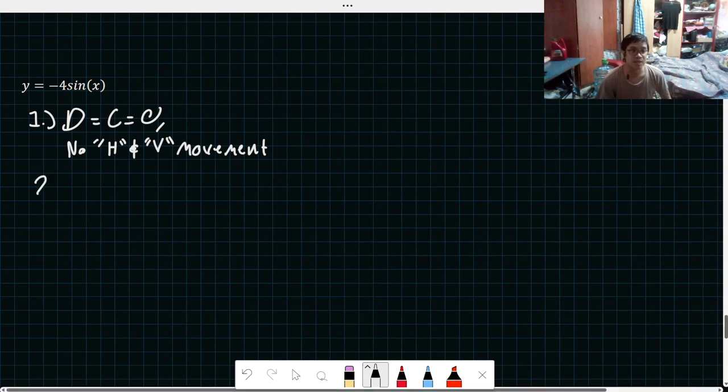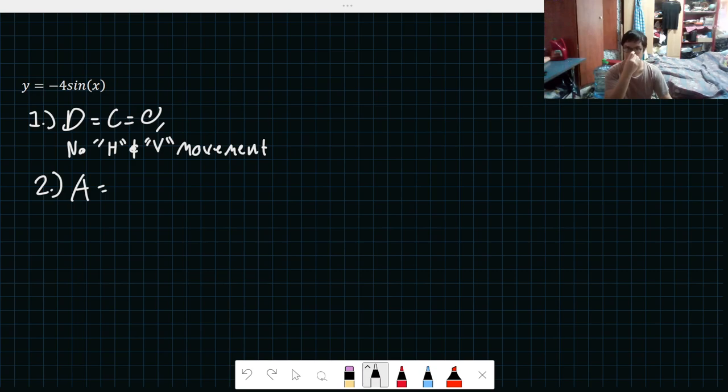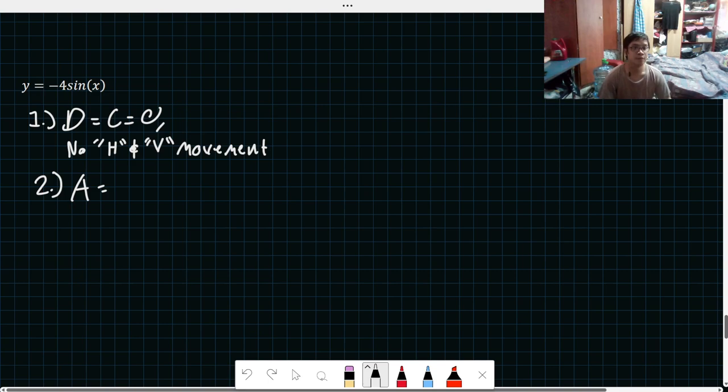Now let's proceed to the second step: find the amplitude and period. For the amplitude here, if you notice, we have negative 4. Remember, the amplitude is always positive, despite the sign. So if we have negative 4, our answer is 4. It should always be positive.